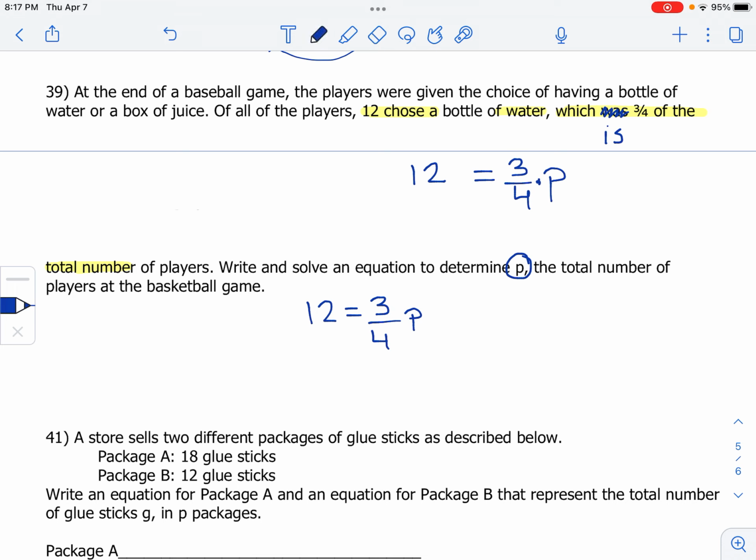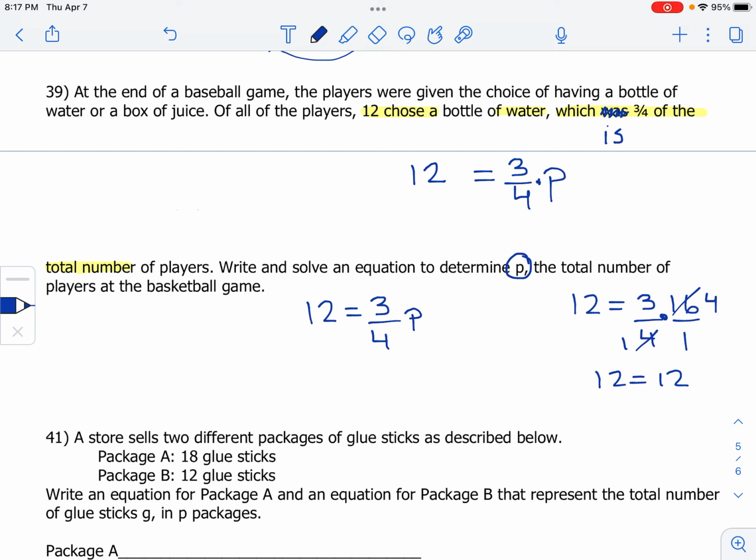I know our number has to be divisible by 4 because we end up with a whole number. So the next number that's divisible by 4 bigger than 12 is 16. So let's try substituting in 16. And I'm going to put it as 16 over 1 so we can cross reduce. 4 and 16 are divisible by 4. Right? We end up with 4 for the 16, and 3 times 4 does equal 12. Right? So I guessed correctly with the 16.